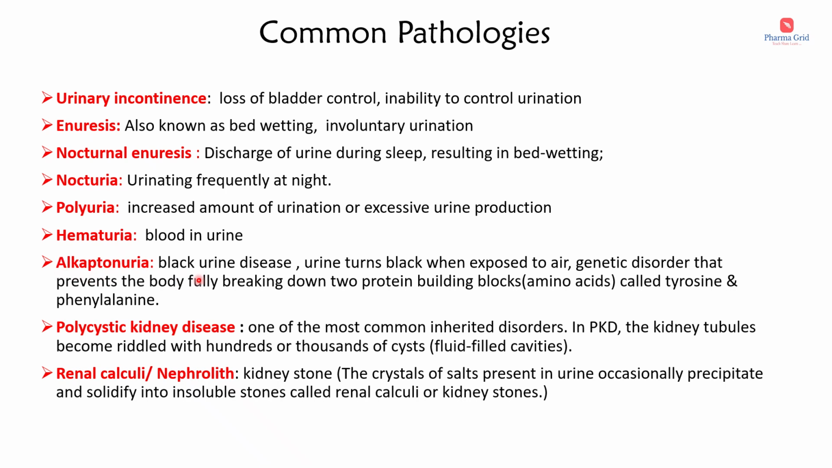Alkaptonuria, also known as black urine disease, is where urine turns black when exposed to air. It's a kind of genetic disorder that prevents the body from fully breaking down two protein building blocks, that is amino acids called tyrosine and phenylalanine. Next one is polycystic kidney disease. It is one of the most common inherited disorders. In polycystic kidney disease, the kidney tubules become riddled with hundreds or thousands of cysts. Cysts are nothing but fluid-filled cavities.